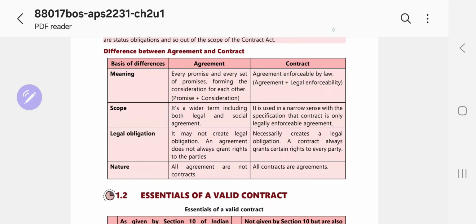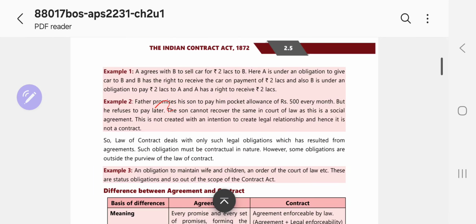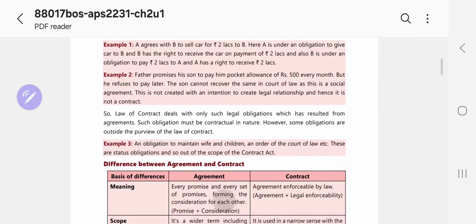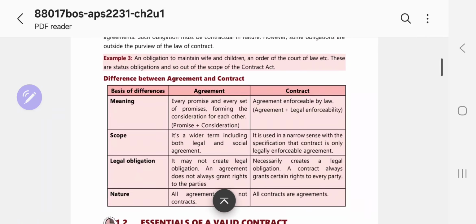Now the second difference is scope. Agreement is a wider term including both legal and social agreements. Social agreement means, for example, the relationship between the father and the son, or the agreement between the father and son, that is a social agreement. And the contractual agreement is also included. So legal agreement and contractual agreement, so this is the wider term. And contract is used in a narrow sense with the specification that a contract is only a legally enforceable agreement. So contract is only a legal part. When the legal part is associated with the agreement, that turns into a contract.